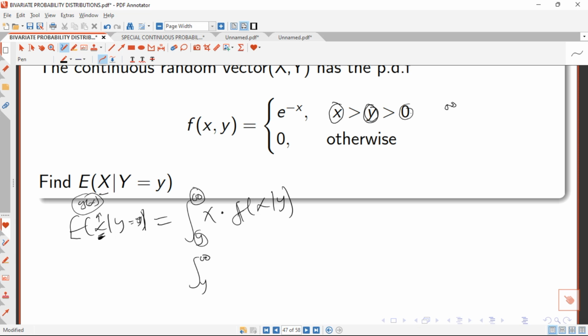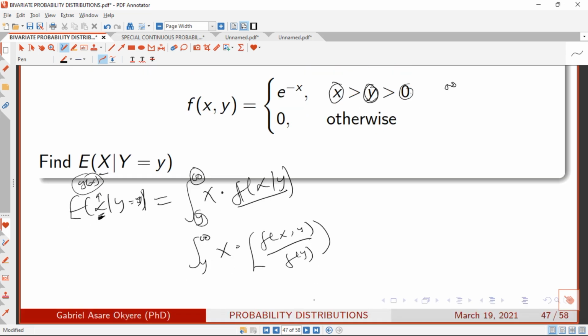Positive infinity. Okay, so when we further express this, we are going to expand this conditional probability to the joint probability distribution of x and y divided by the marginal of y. Before we can solve this particular question, we have to get our marginal of y, and then we divide the joint probability distribution by it, multiply by x, integrate with respect to x, and then the work is done.